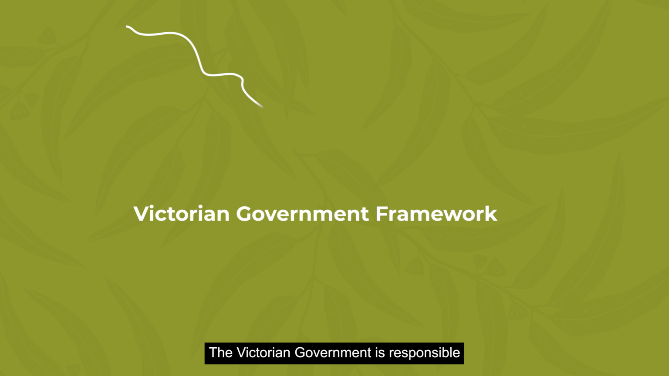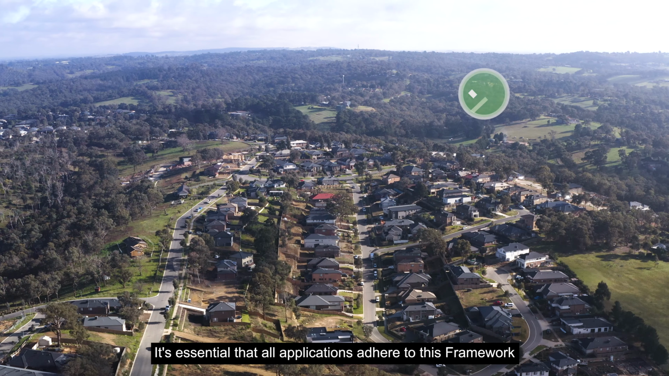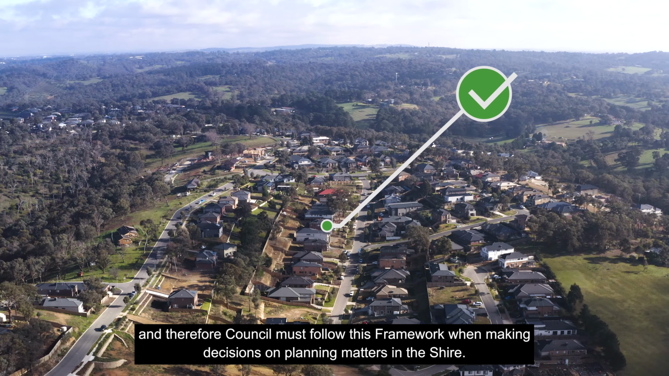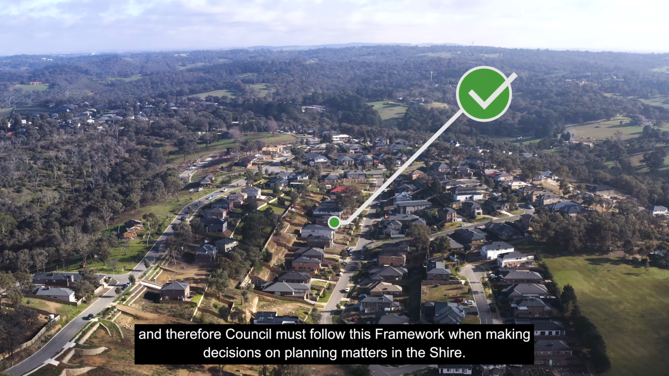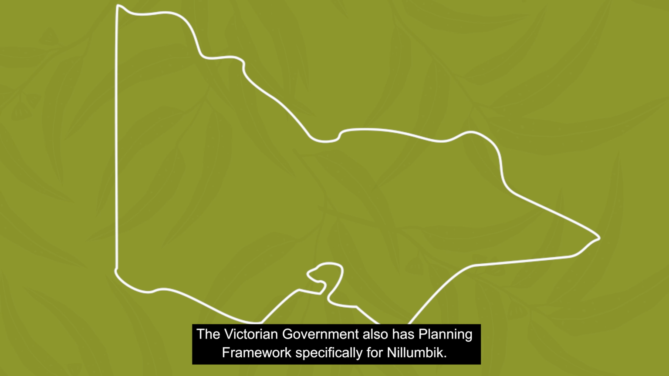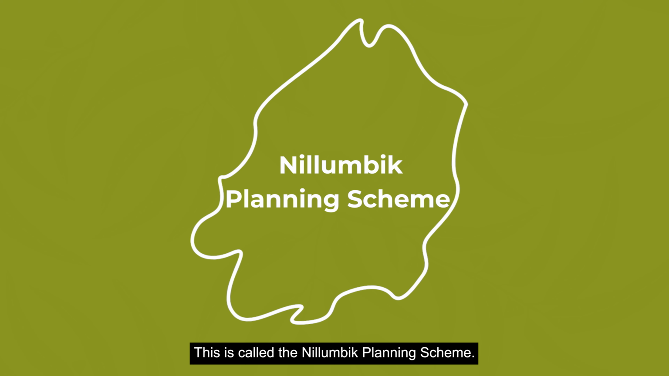The Victorian Government is responsible for establishing the planning framework for the state. It's essential that all applications adhere to this framework, and therefore Council must follow this framework when making decisions on planning matters in the Shire. The Victorian Government also has a planning framework specifically for Nillumbik. This is called the Nillumbik Planning Scheme.